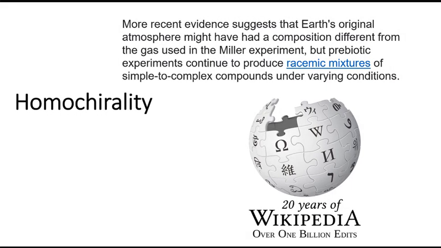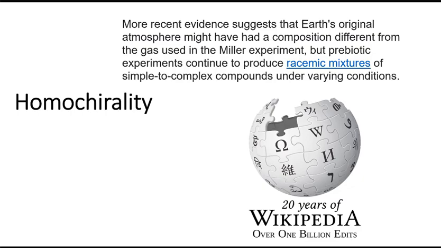This is an extended part of that same article in Wikipedia. It says, more recent evidence suggests that Earth's original atmosphere might have a composition different from the gas used in the Miller experiment. How about that? But prebiotic experiments continue to produce racemic mixtures of simple to complex compounds under varying conditions. Now, if I were just reading that, without knowing any better, I would think, yeah, it's too bad that the atmosphere in the jar was not the same as the original atmosphere, but they're still coming up with racemic mixtures, and that's probably a good thing.